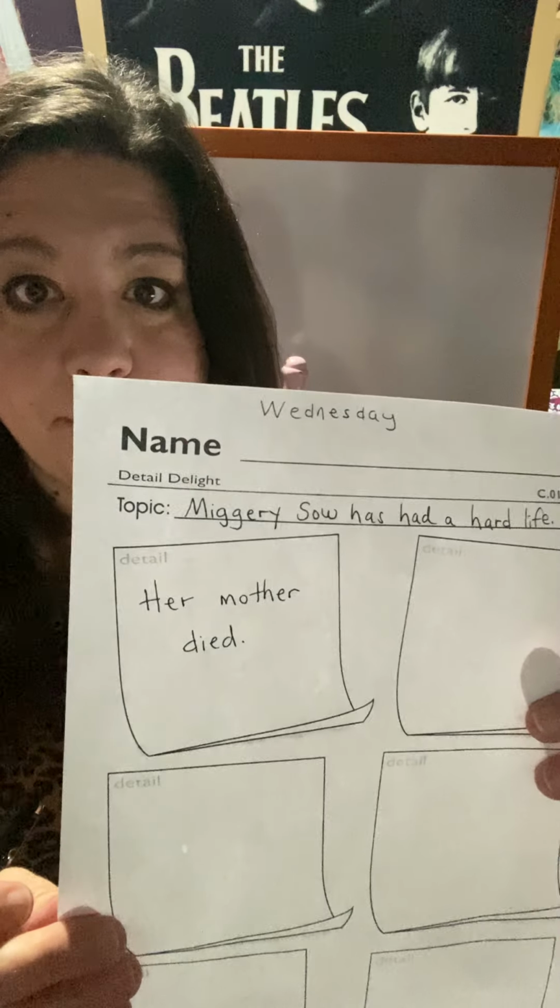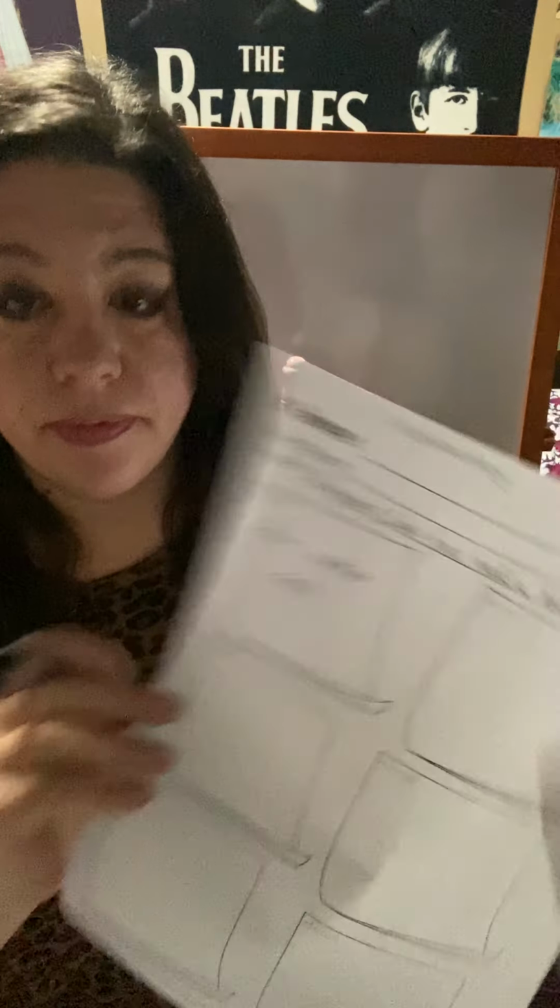Okay, so what is our first supporting detail that supports the topic that Miggery Sow has had a hard life? Well, her mother died. That was the first thing that had happened to her. Her mother died. The second detail that I came up with was that she is slow-witted.